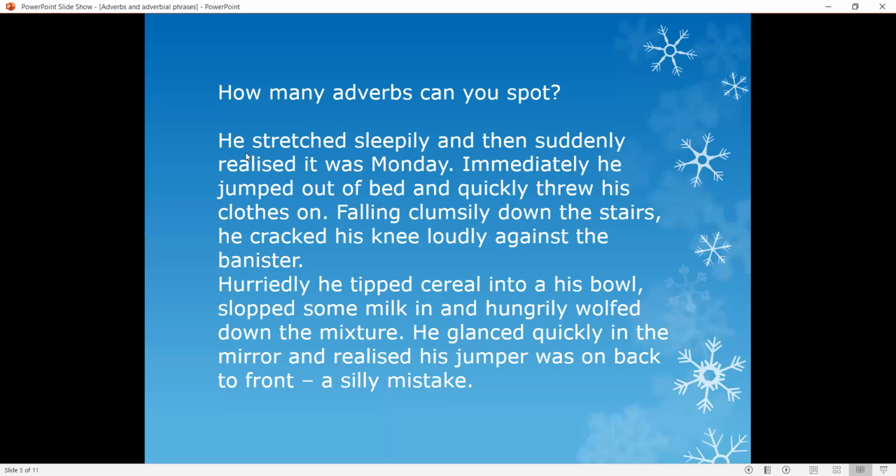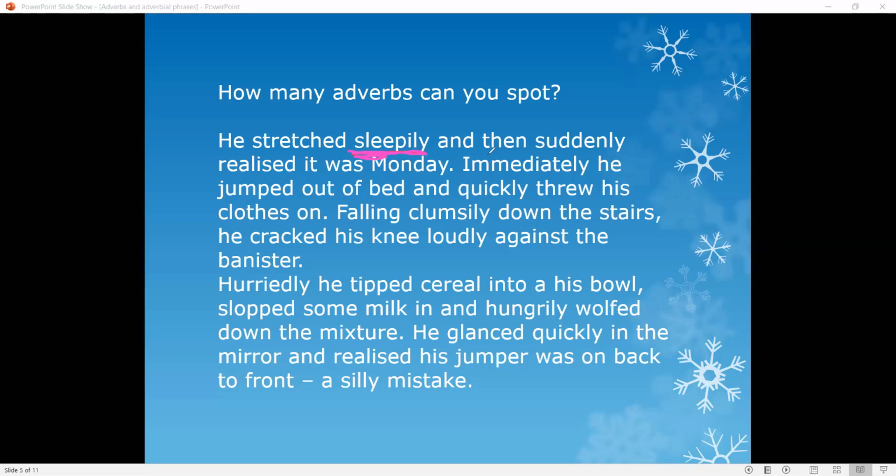So for example, he stretched sleepily. So sleepily is an adverb. Is it of manner, time, place, or frequency? It's of manner, and we said the pink color is for the manner. So you're going to choose the pink and underline, or any color, just red, blue, black, a highlighter, anything you have in range. All right, and then suddenly realized it was Monday.